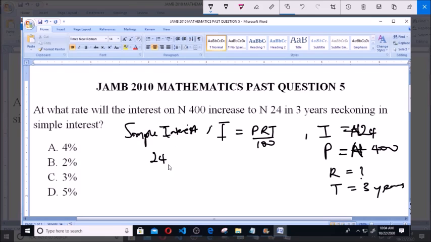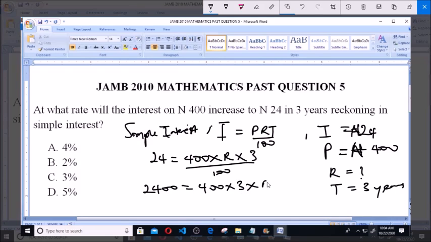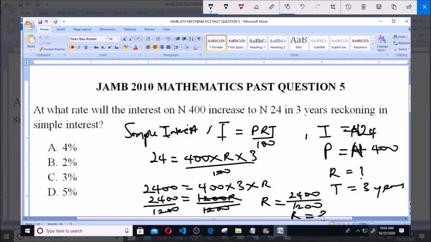Simple interest 24 naira is equals to the principal amount, 400 multiplied by the rates r multiplied by the time, which is 3 years, all over 100. From this we can say 2400 is equals to 400 multiplied by 3 multiplied by r, and that is 2400 is equals to 1200 r. Now divide both sides by 1200. So we have 1200 over 1200. So we have that r is equals to 2400 all over 1200, and r is equals to 2%.